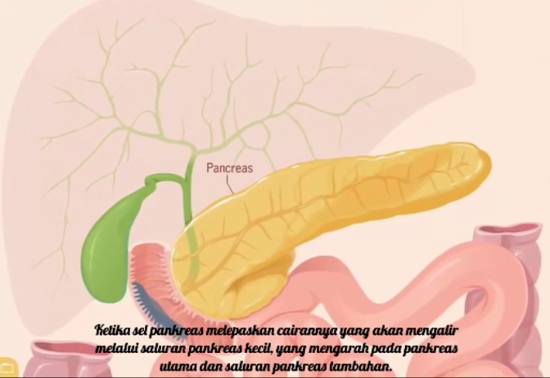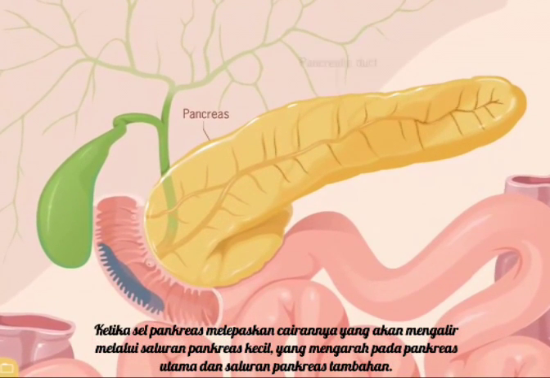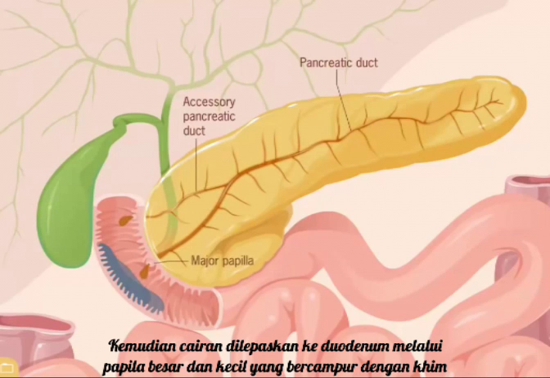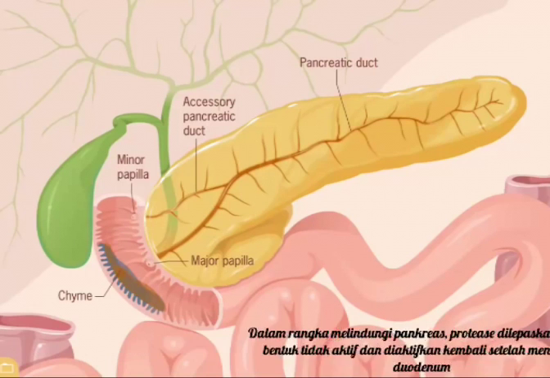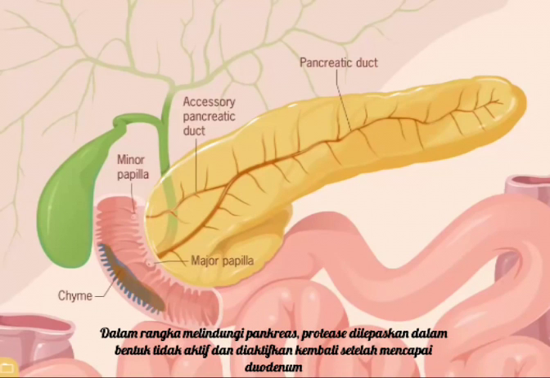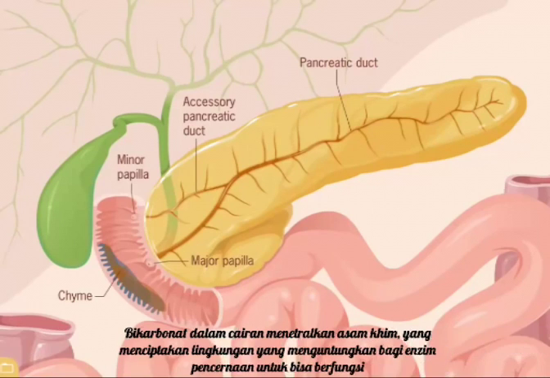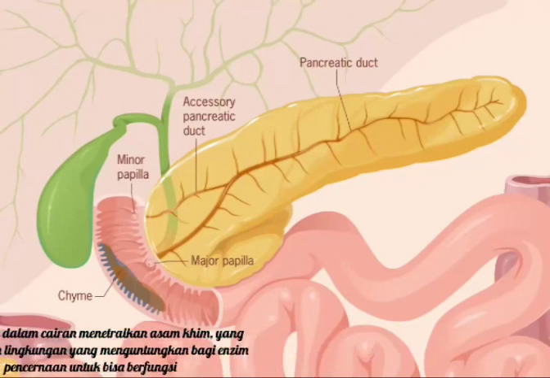When pancreatic cells release the juice, it flows through tiny pancreatic ducts, which lead to the main pancreatic and accessory pancreatic ducts. Then, the juice is released into the duodenum through the major and minor papillae, where it mixes with the chyme. In order to protect the pancreas, protease is released in an inactive form and is activated once it reaches the duodenum. Bicarbonate within the juice acts to neutralize the acidic chyme, which creates a favorable environment for the digestive enzymes to function.